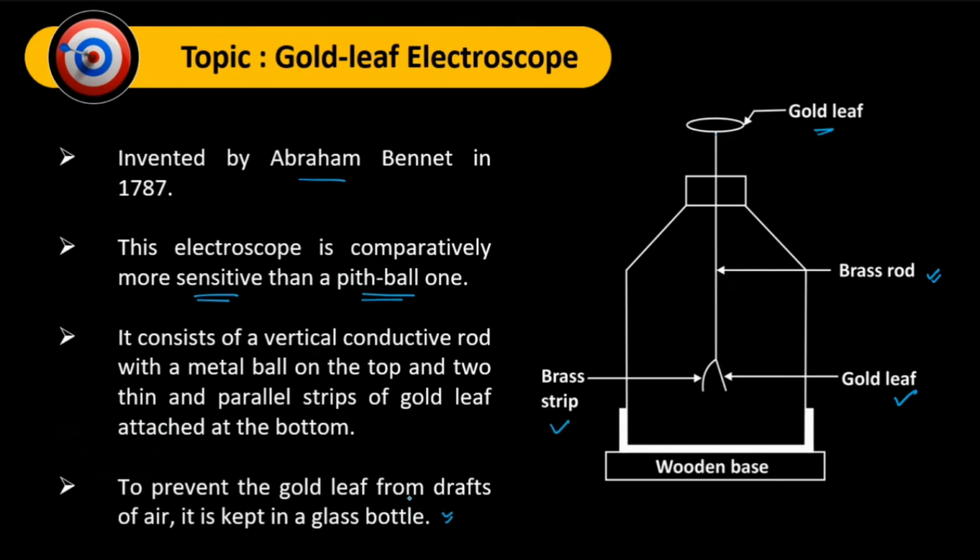In order to avoid any other medium that can affect the charge lying on the surface of the object which we are bringing near to the gold leaf electroscope, we just keep the whole instrument in a glass bottle, so that inside it we can make it vacuum, as there is no air or medium inside it.